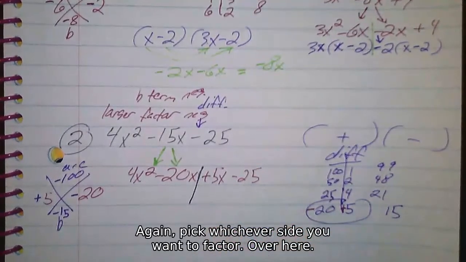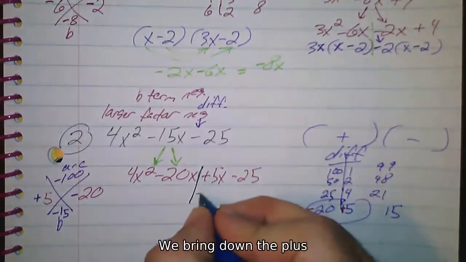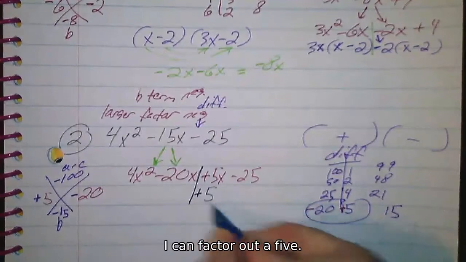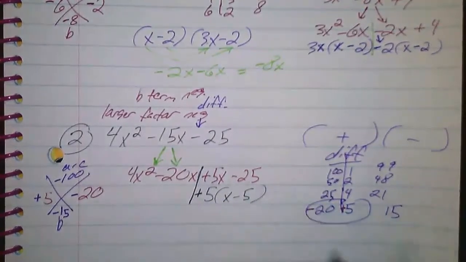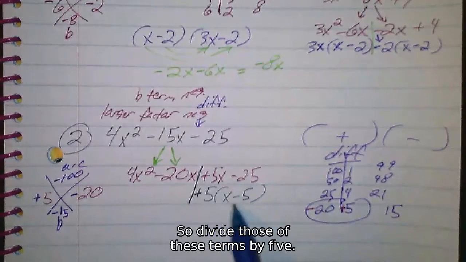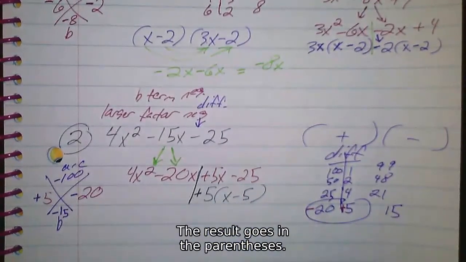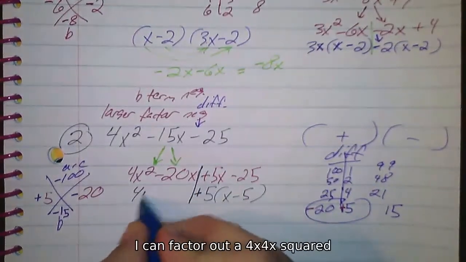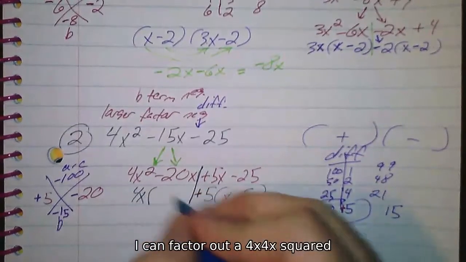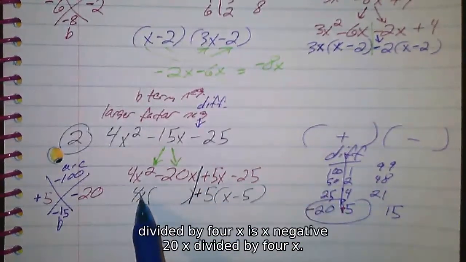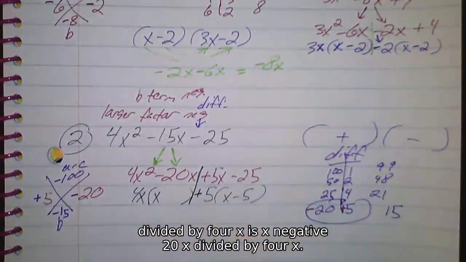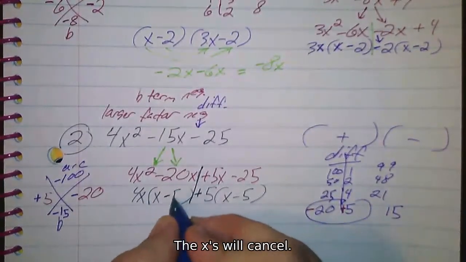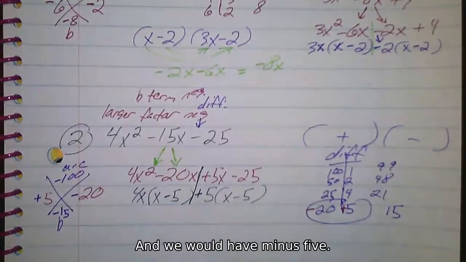Again, pick whichever side you want to factor. Over here, we bring down the plus sign. Out of 5x and negative 25, I can factor out a 5. So divide both of these terms by 5, and the result goes in the parenthesis. Out of 4x squared minus 20x, I can factor out a 4x. 4x squared divided by 4x is x. Negative 20x divided by 4x, the x's would cancel, and we would have minus 5.